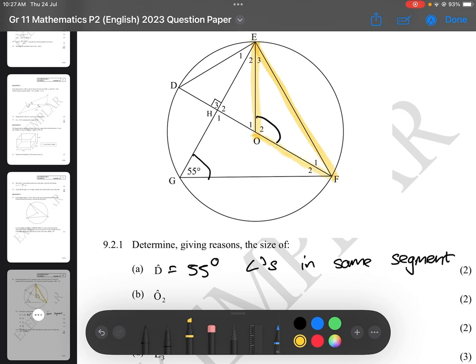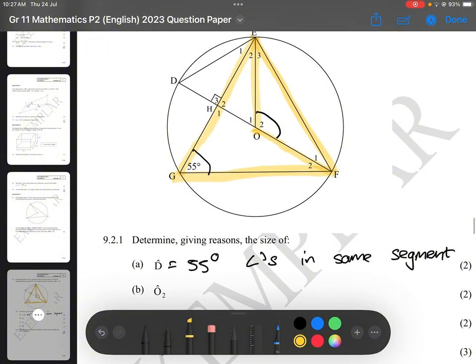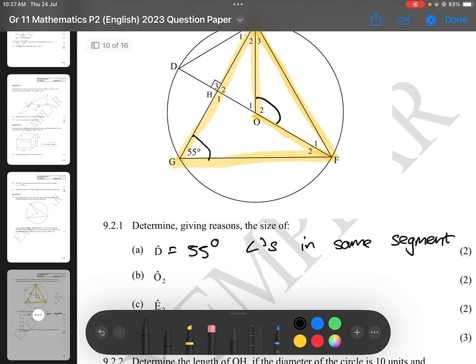If I extend EF to the point G, I can see that I have this bow tie now, one where there's one angle at the center and one at the circumference. And I have a theorem that states that the angle at the center is 2 times the angle at circumference. So I know that O2 will be 110 degrees. Reason, angle at center is equal to 2 times angle at circumference.